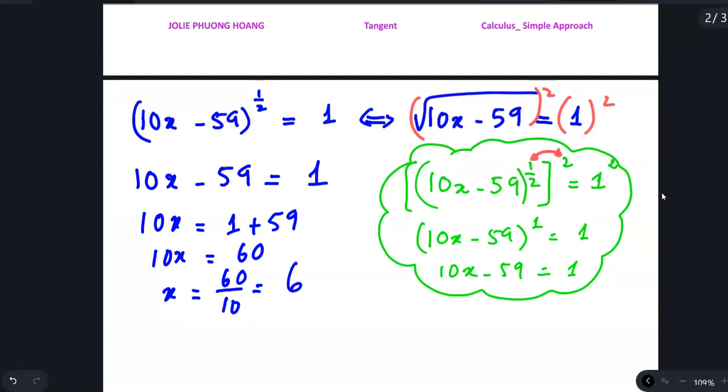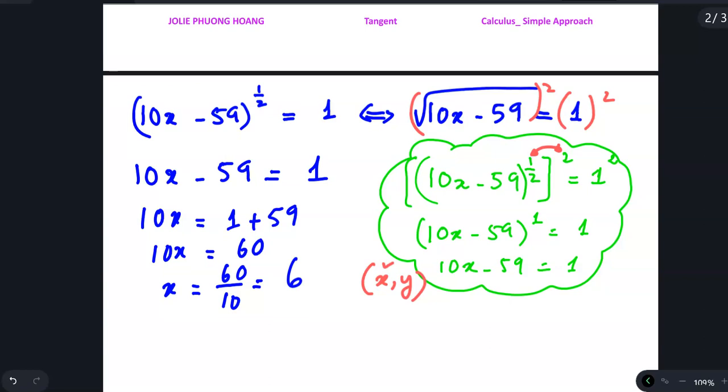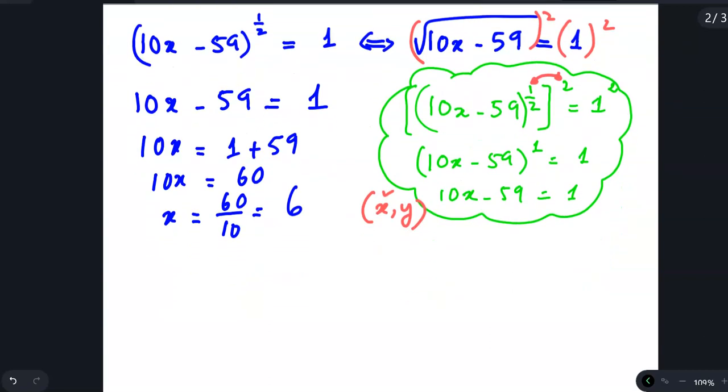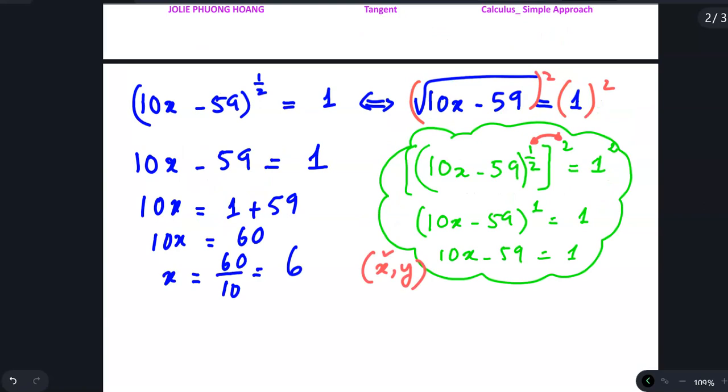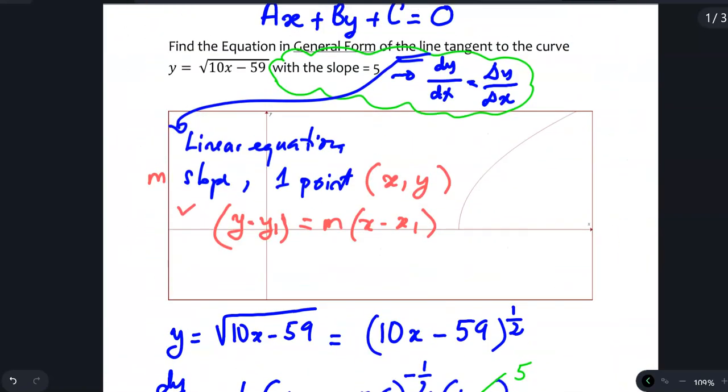In finding the point x and y, I already found x. So how am I going to find the other coordinate? Take a look at this. It's a line tangent to the curve, so that means the point x and y will touch this curve at only one point. I already have x, so I can find y by substituting x into the original equation.